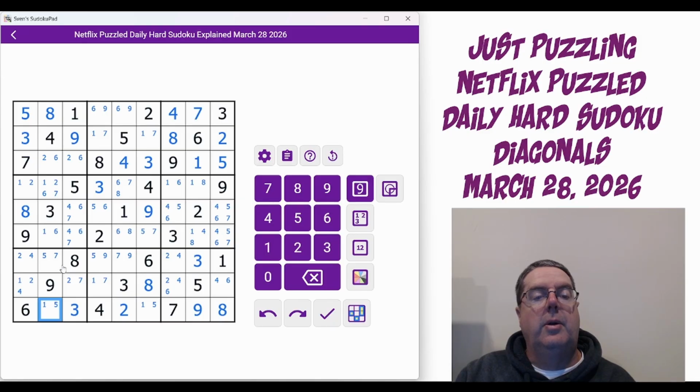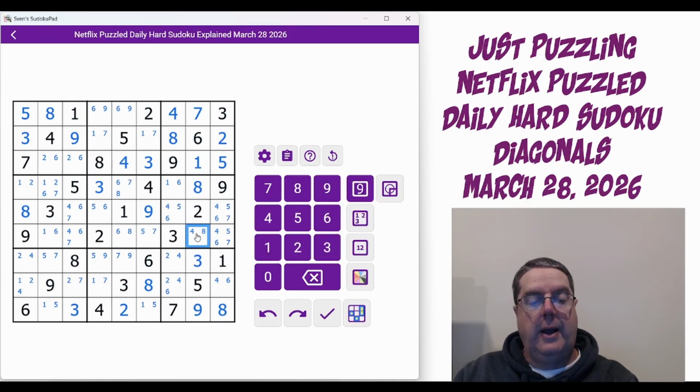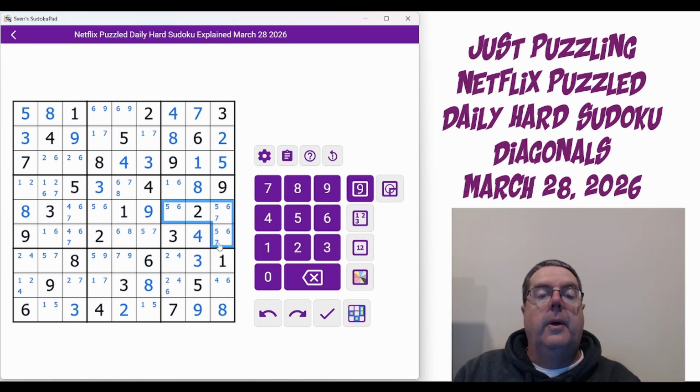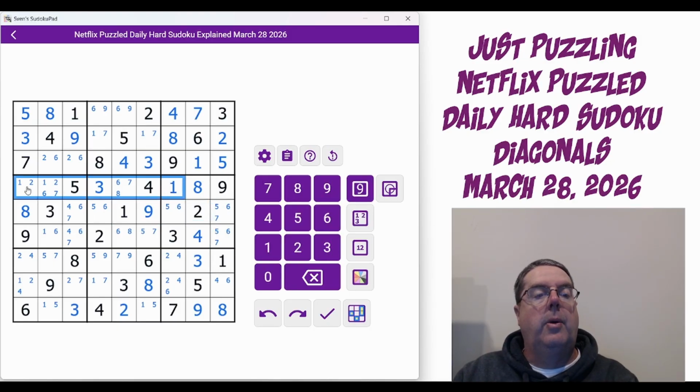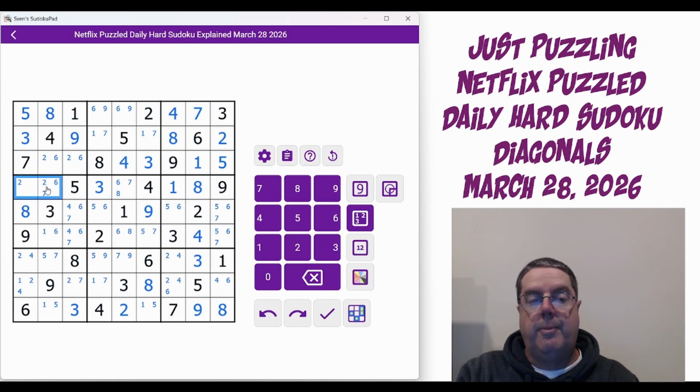7, 9, 6, 9, 8. 8's here. That can't be a 1. So this is an 8, leaving this to be a 4. Let's remove the 4's from this box. So 1 comes up here, 1 comes across here, so this is a 1 here, 1 comes across here, so these can't be a 1.